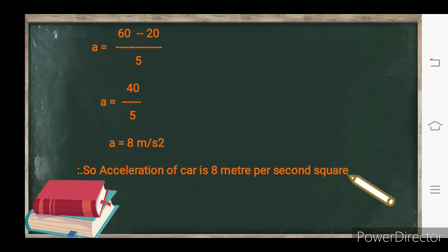Now by using the values as per the given data, a equals (60 minus 20) upon 5. We get a equals 40 upon 5. And finally we get a equals 8 meter per second square. So the acceleration of the car is 8 meter per second square.